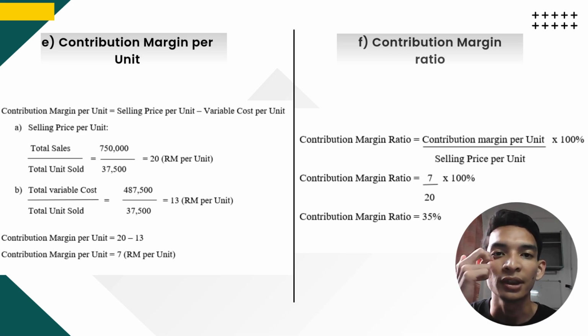And the next question is question F, contribution margin ratio. The formula is contribution margin per unit divided by the selling price per unit, times 100%. Contribution margin per unit is 7 and selling price per unit is 20, and we should times 100%, and we got the answer of 35%.